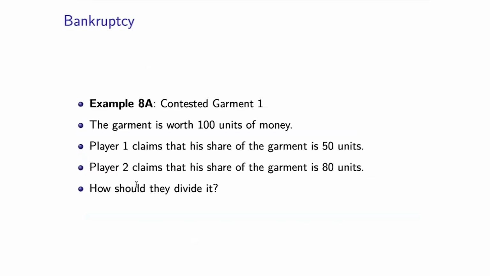Okay. So we can use the same principle that is there, but just a bit generalized. So the idea is that because player 1 is claiming that his share of the garment is 50 units, player 1 is willing to give 50 units uncontested to player 2, right?